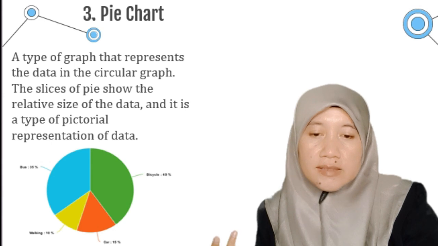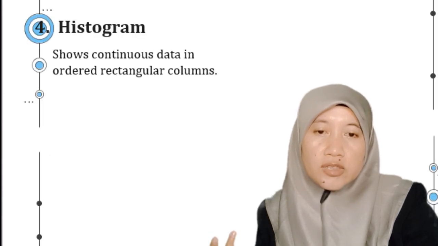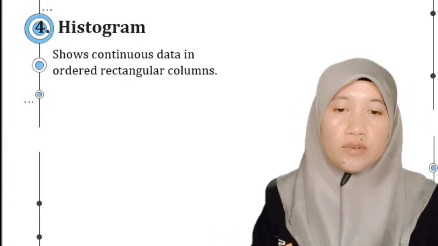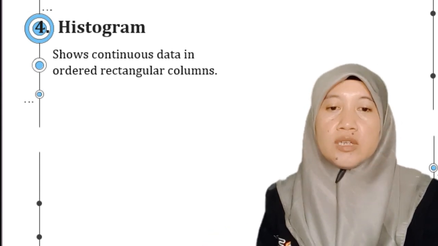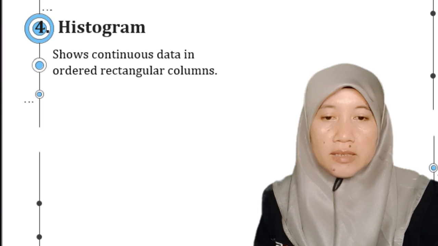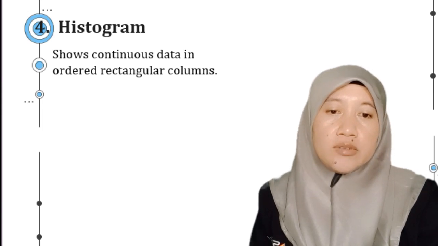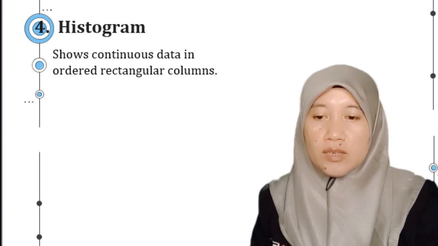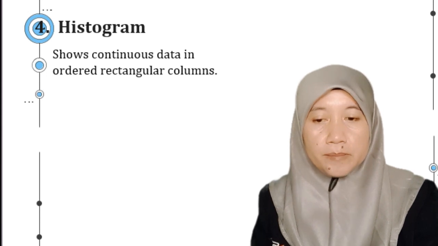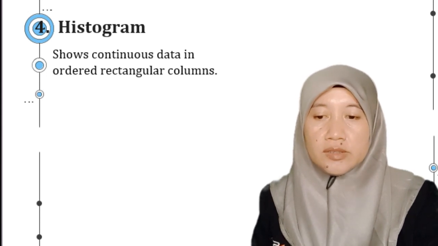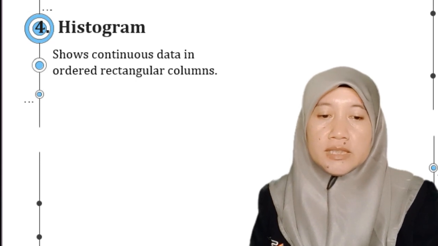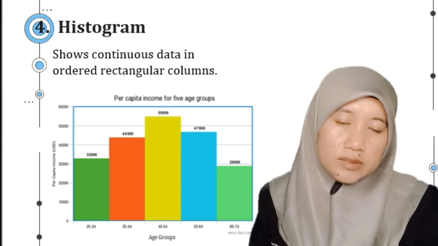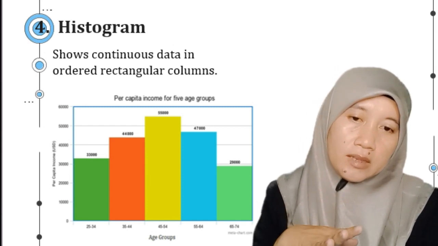And then next, the histogram. The fourth is the histogram. A histogram shows continuous data in rectangular columns. Usually there are no gaps between the columns in a histogram. And then here is the example of the histogram.